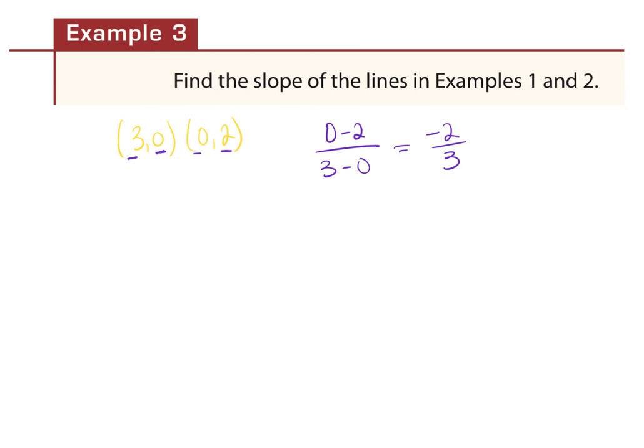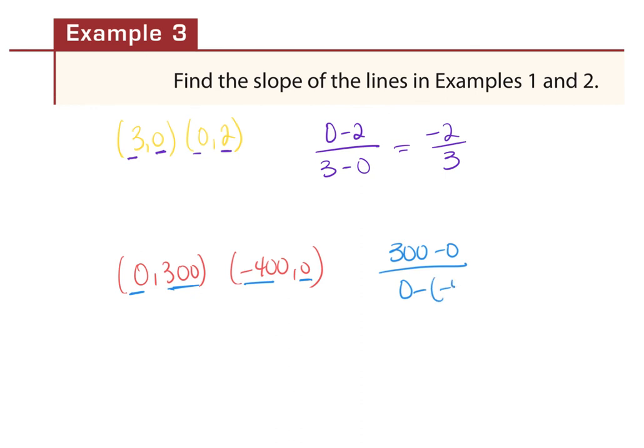If I looked at the other one, I had 0, 300, and negative 400, 0. Once again, I can just use my equation. Subtract my y's, 300 minus 0. Subtract my x's, 0 minus a negative 400. All right? You'll notice that I went in the same order. So I started here and subtracted this. It doesn't matter which way you start, but your bottom one has to follow what you did on top, okay? So if I did 300 minus 0, I have to do 0 minus a negative 400.